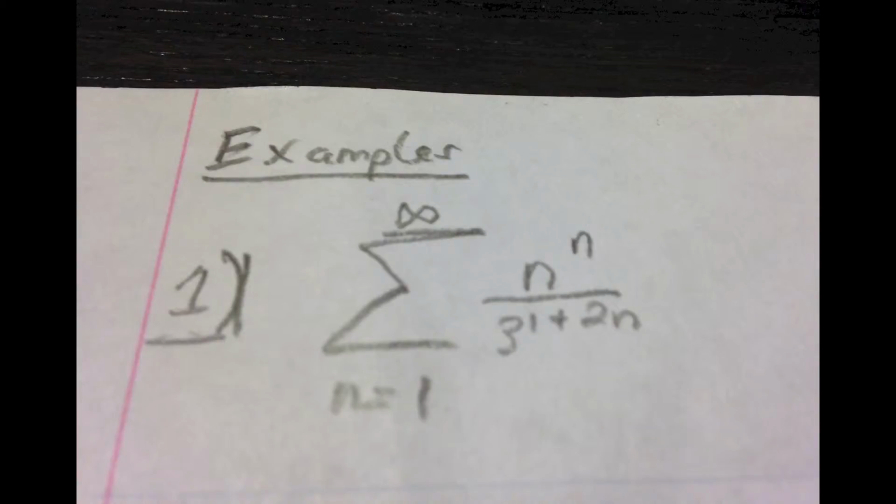So beginning with our first example, we have an infinite series, the sum from n equals 1 to infinity of n to the power of n over 3 to the power of 1 plus 2n. Things to highlight here is that the numerator has the nth power, which is perfect for the root test, and the denominator also has a 2n, which will get taken away with the root test.